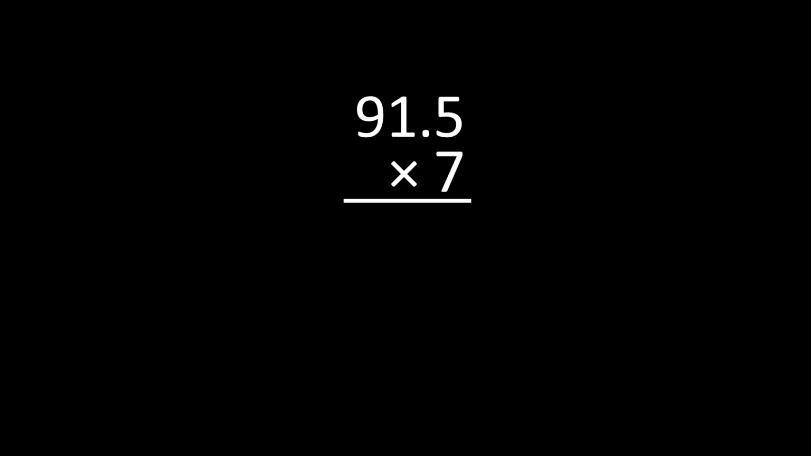And when you multiply with decimals, you're going to multiply as if the decimals aren't even there. So we're going to follow the steps for multiplying by a one-digit number. If you need to brush up on your multiplication skills, take a look at the description below this video for our multiplication videos. So back to multiplying with decimals. We're going to multiply as if that decimal point isn't even in our number.